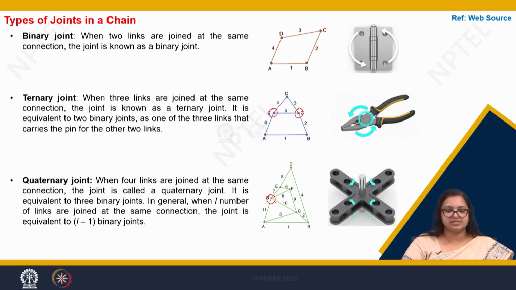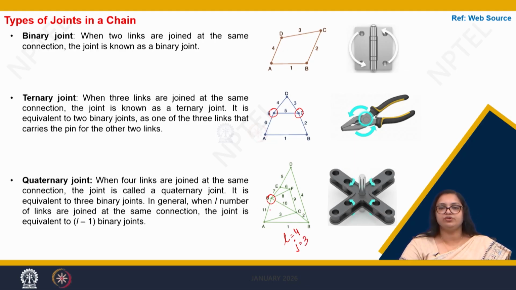Now, what do we understand is, a quaternary joint is equivalent to 3 binary joints. So, what is the rule? When there are L number of links joined at the same connection, the joint is equivalent to L minus 1 binary joints. Here there are 4 links, so L is 4, and the number of binary joints becomes 3.